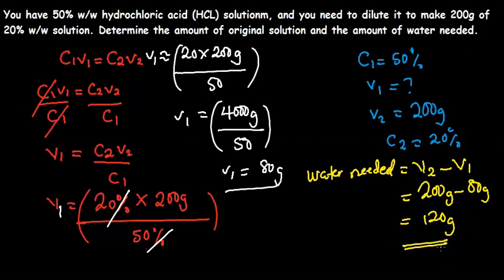We can finally conclude and say, therefore, you need 80 grams of 50% weight by weight hydrochloric solution and 120 grams of water to make 200 grams of 20% weight by weight solution. And this is it for this problem. Let's try the last one.